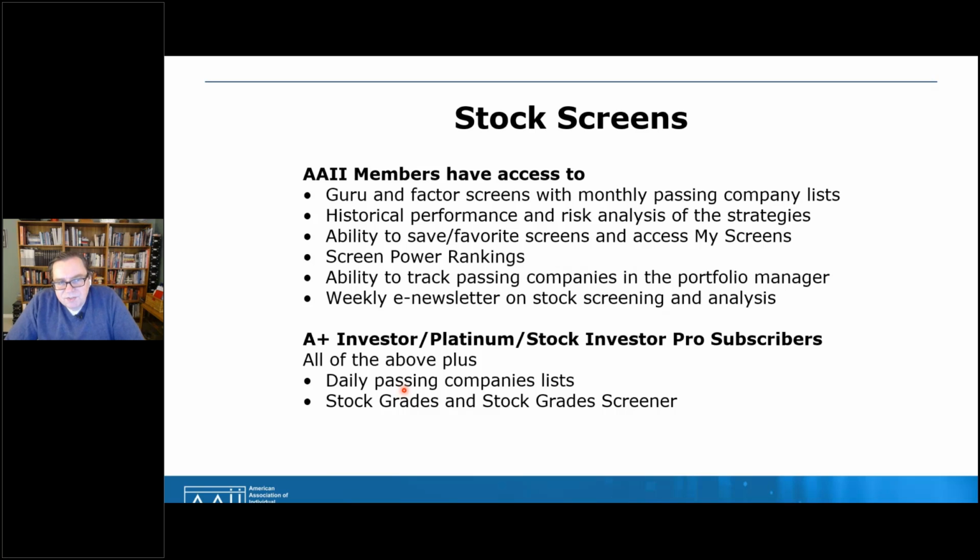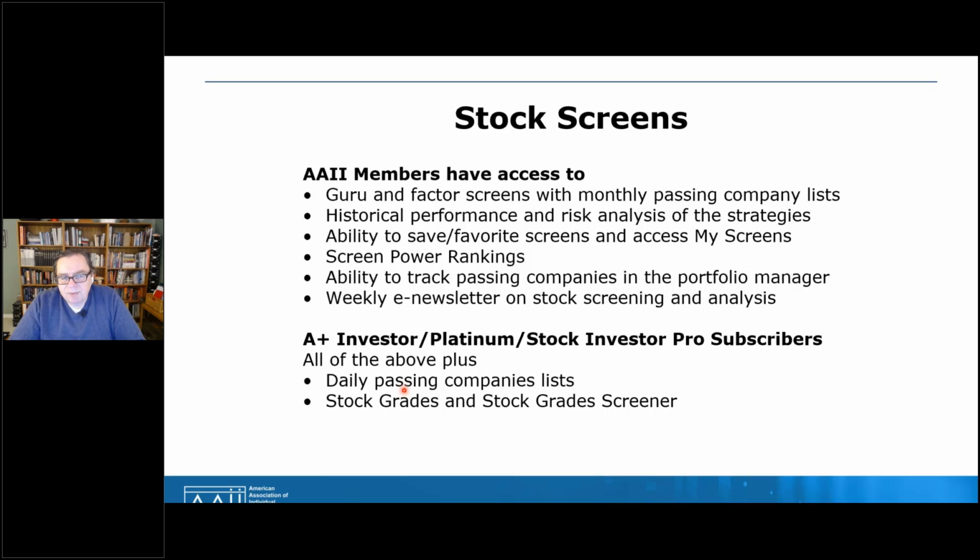So, kind of summarizing, as a member, you have access to the Guru and Factor screens with monthly passing company lists. You have access to all the historical performance and risk analysis that we presented here. You have the ability to save and favorite screens and access the My Screens feature, which is something we're just rolling out right now. You have the ability to do some basic power rankings, to sort those different screens and approaches. And you have the ability to track passing companies in the portfolio managers. So if you see some companies that look interesting, build up a portfolio, track them, put them in a watch list, and follow them for a while.